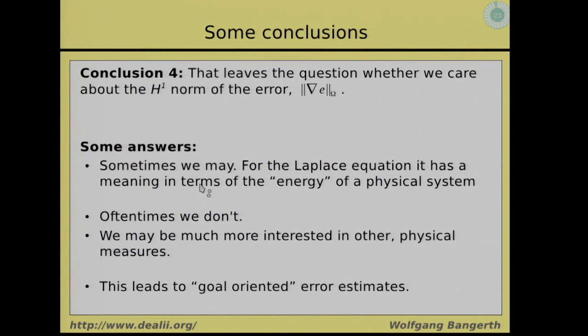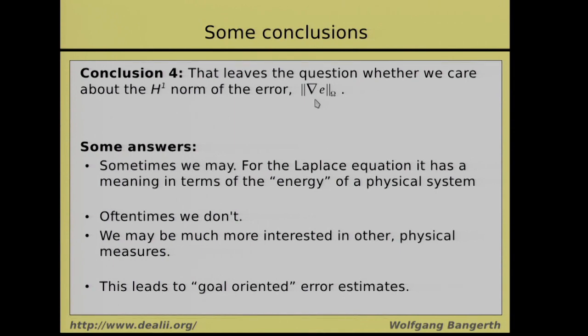The last conclusion that I have here goes back to the first question that I asked, namely, why would I care about the H1 norm of the error? And for the Laplace equation, the H1 norm of the error is the gradient of E squared integrated over the domain and then the square root of it. So strictly speaking, it's the H1 semi-norm, but we know that with zero boundary values, the H1 semi-norm is also a norm. So why would that be the appropriate norm to consider?